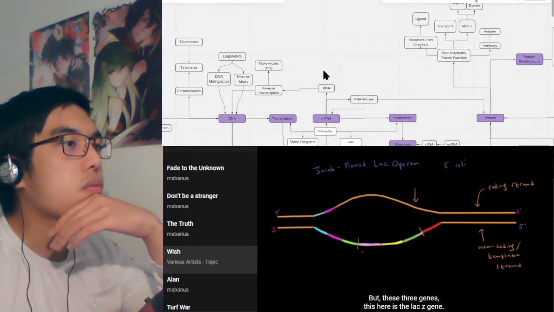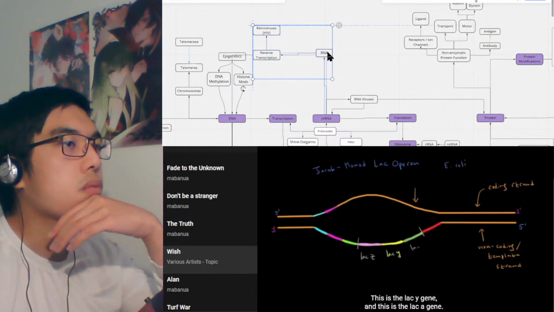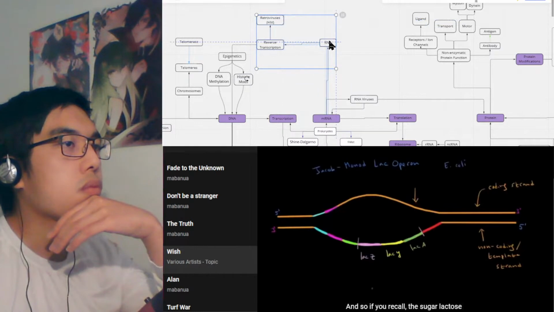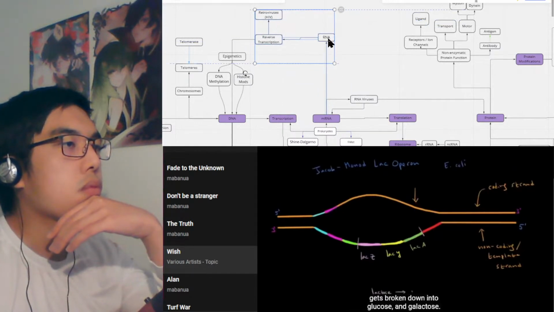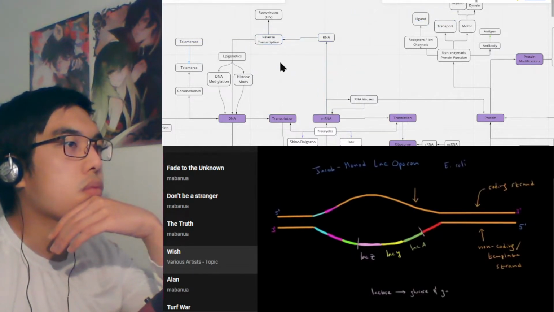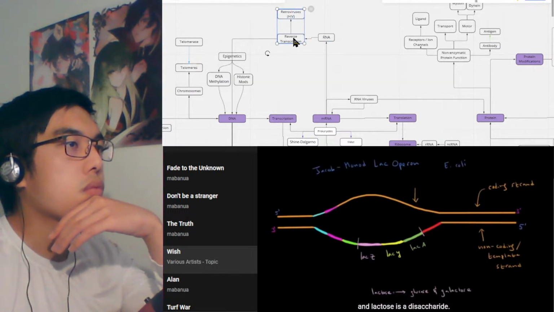But these three genes, this here is the lac-Z gene, this is the lac-Y gene, and this is the lac-A gene. And so if you recall, the sugar lactose gets broken down into glucose and galactose. So glucose and galactose are monosaccharides, and lactose is a disaccharide. And the lac-Z, lac-Y, and lac-A genes are all each going to code for an enzyme that helps in the breakdown of lactose, or in the metabolism of lactose.